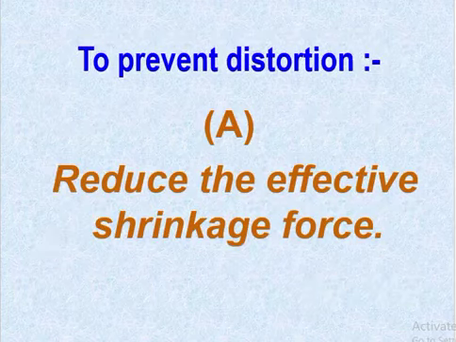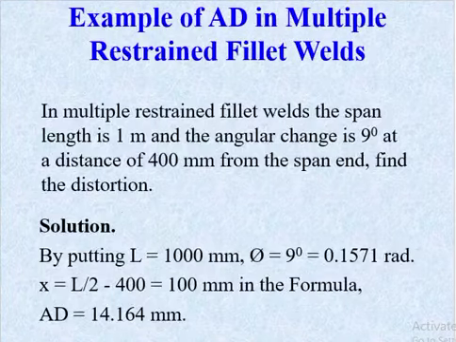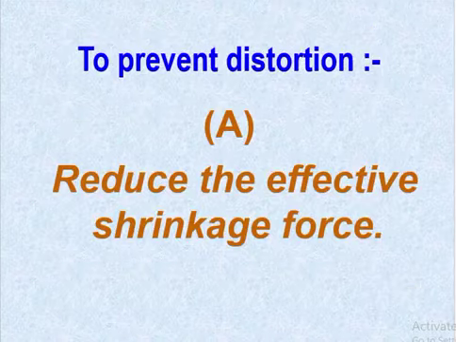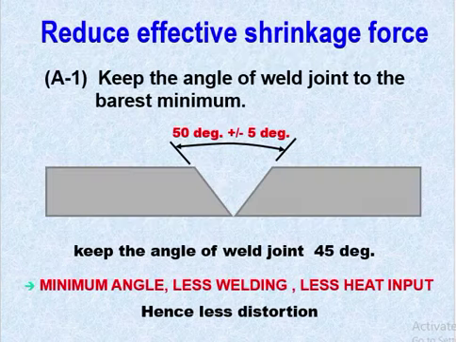Now we have found the many distortions: longitudinal distortion, transverse distortion, fillet weld distortion, then angular distortion. So now we'll go to preventing distortion. How can we prevent the distortion? Reduce the effective shrinkage force.